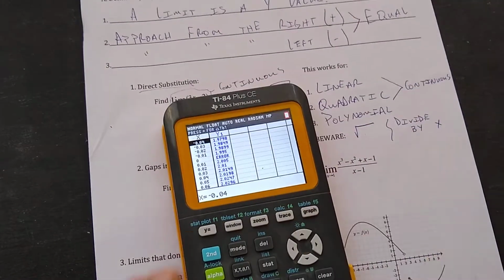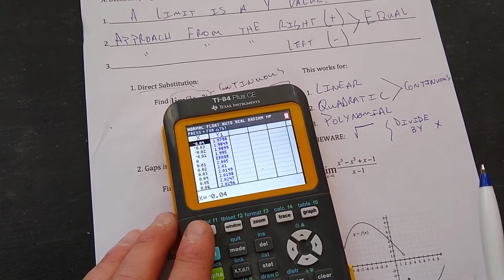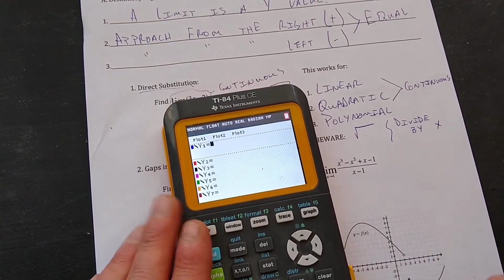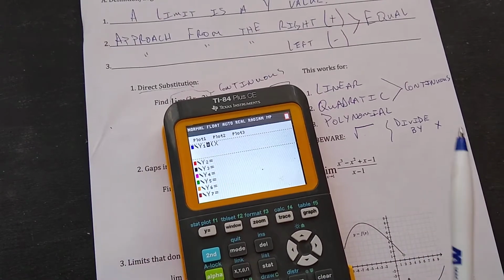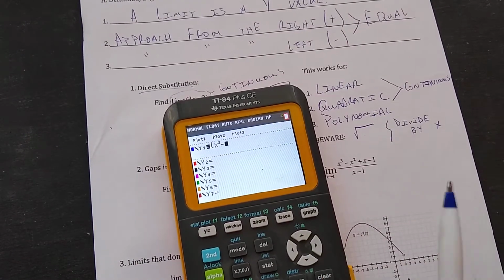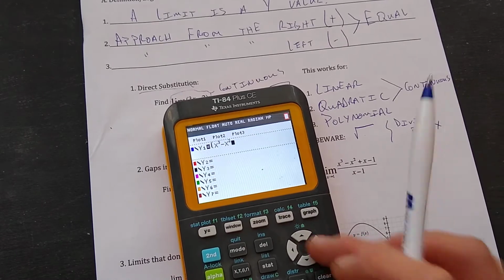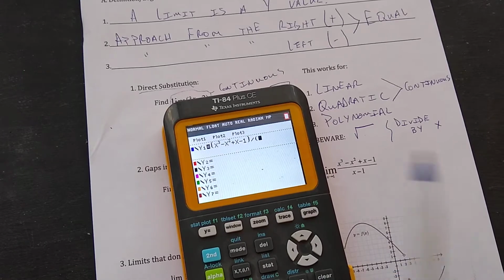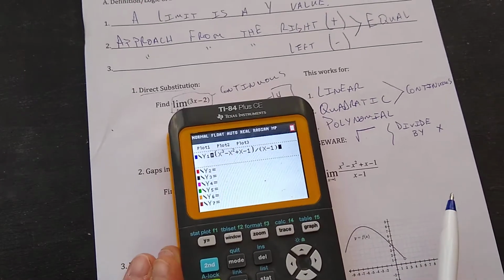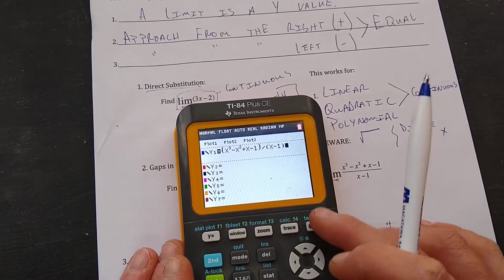Let's try another one. If you want, you can pause it and try it on your own, or just try it with me as well. Okay, I'm going to make sure everything in the numerator goes together. x cubed minus x squared plus x minus 1, divided by, together, x minus 1. So put that all in there. We're going to graph it.